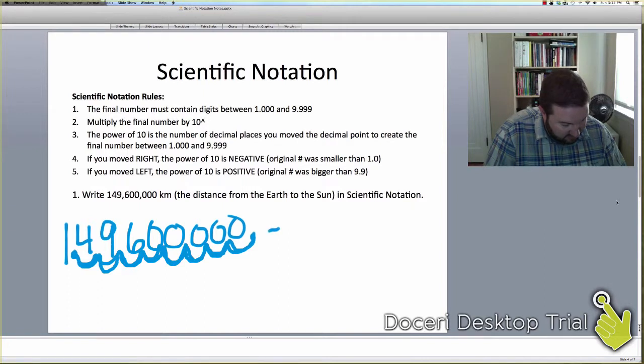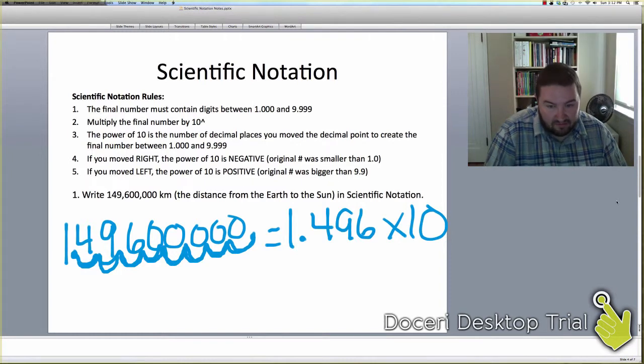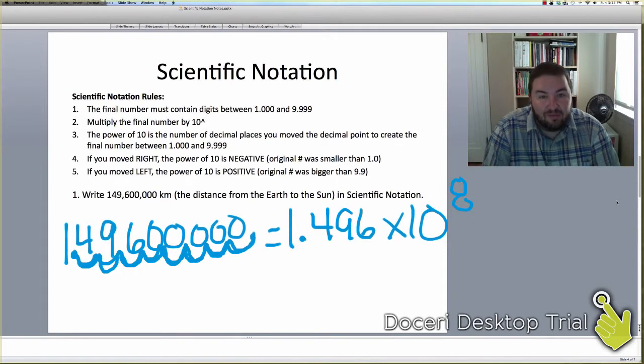So that means when I write this number in scientific notation, I get 1.496, and again we'll leave the zeros off, times 10 to the, it'll be a positive number, so I move to the left, and we moved 8 places, so we get times 10 to the 8th power.